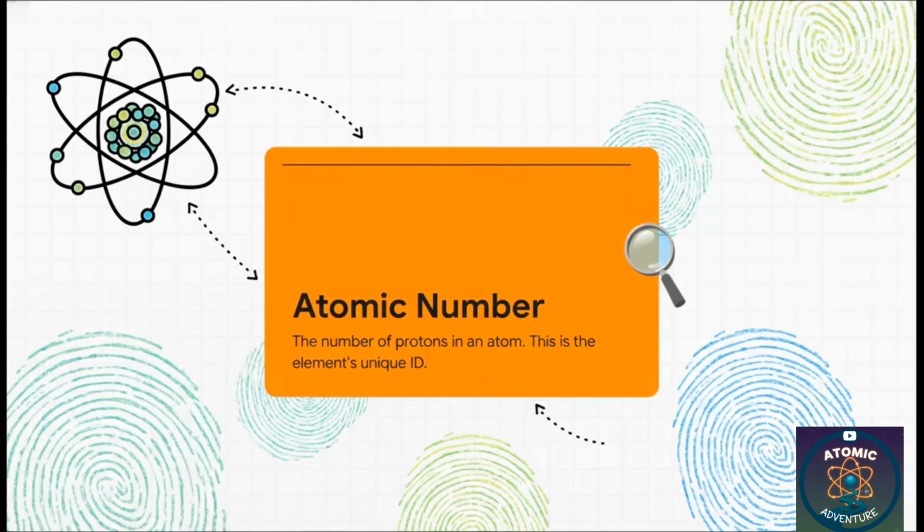First thing you notice is that big number at the top, the atomic number. For lithium, it's 3. This is like the atom's social security number, its unique fingerprint. It tells us that lithium has exactly 3 protons in its core. Nothing else has 3. It's what makes lithium, well, lithium.